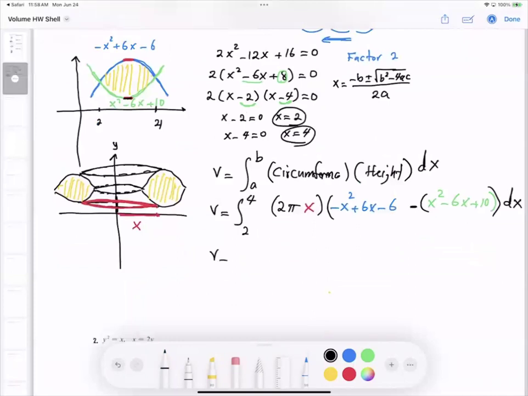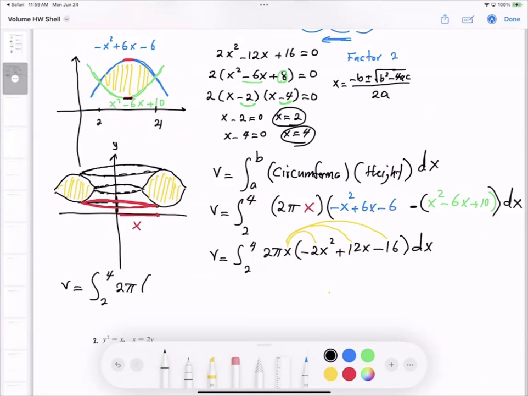So the volume is equal to the definite integral from 2 to 4 of 2 pi x. You can simplify this as well. You get negative 2x squared plus 12x minus 16, dx. Make sure to distribute this x into the parentheses, then take the integral. So the volume is equal to the definite integral from 2 to 4 of 2 pi, then distributing x, negative 2x cubed plus 12x squared minus 16x dx.